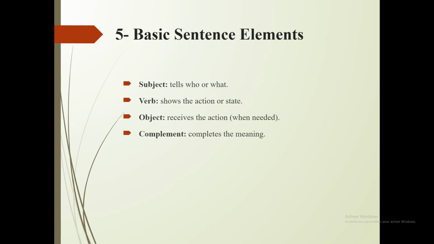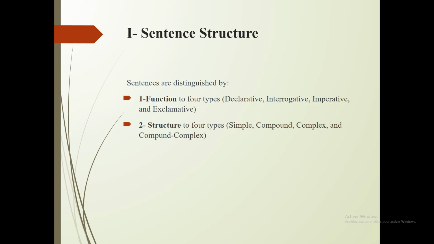What are the basic sentence elements? What are the components of a sentence? First, the subject that tells who or what, the verb that shows the action or state, the object that receives the action when needed, of course, and a complement that completes the meaning of the sentence.